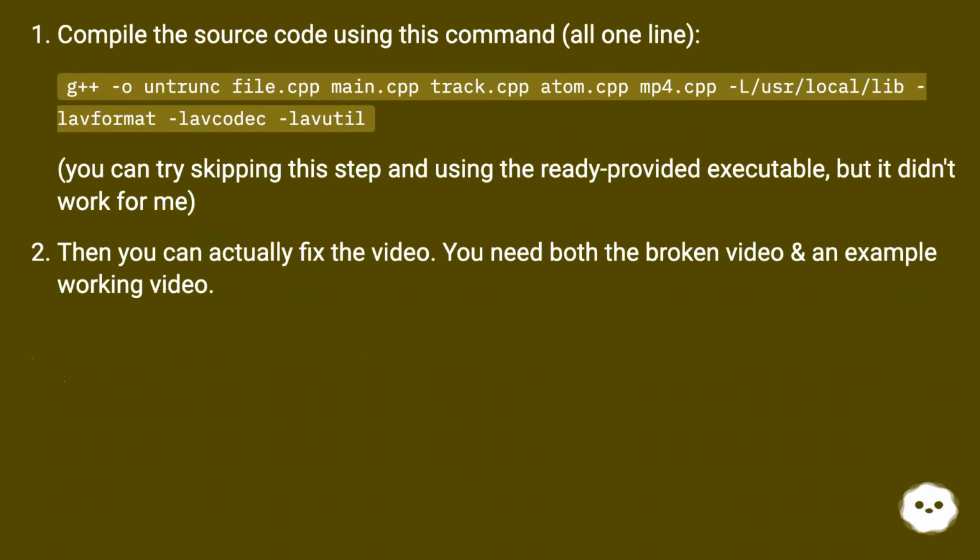Compile the source code using this command, all one line: g++ -o untrunk file.cpp main.cpp track.cpp atom.cpp mp4.cpp -L/usr/local/lib -lavformat -lavcodec -lavutil. You can try skipping this step and using the ready provided executable, but it didn't work for me. Then you can actually fix the video. You need both the broken video and an example working video.